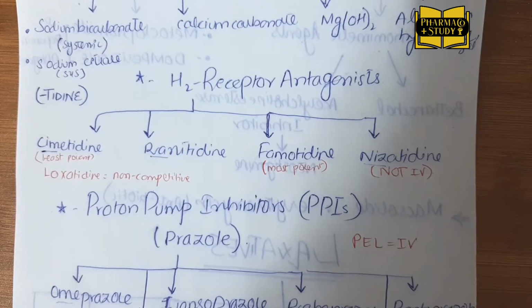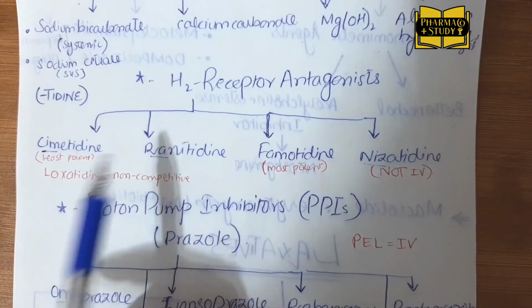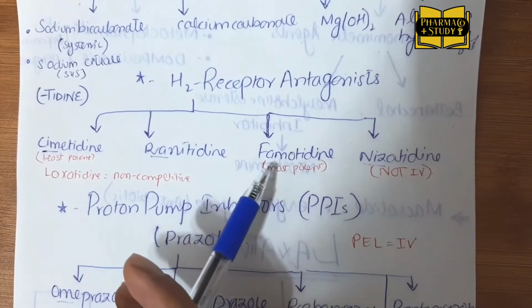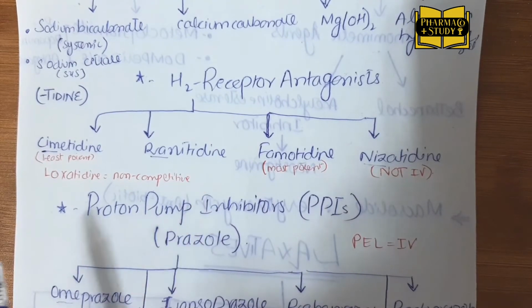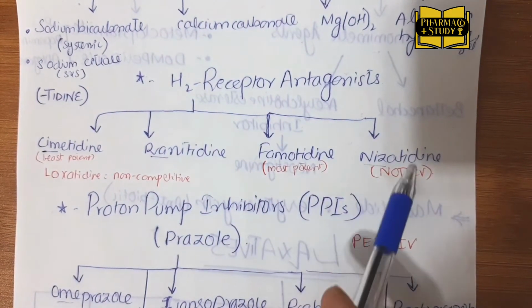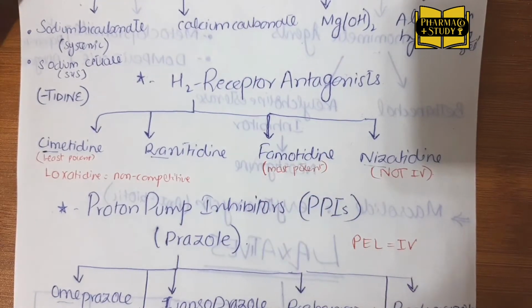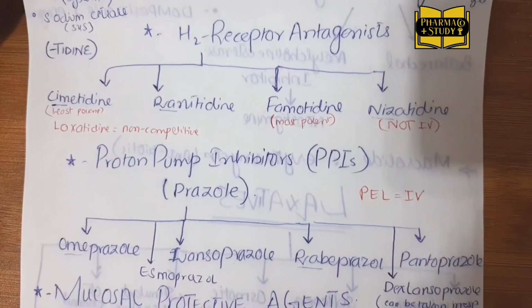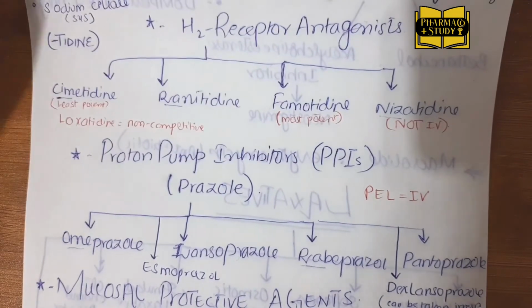Like if we need 300 milligrams of ranitidine, we will need 10 to 20 milligrams of famotidine to produce the same effect. So then comes nizatidine. It is not available as an IV, while most of the drugs in this class are available as IV.